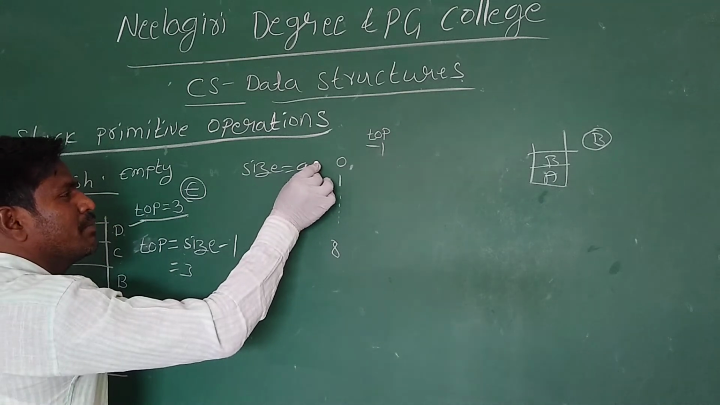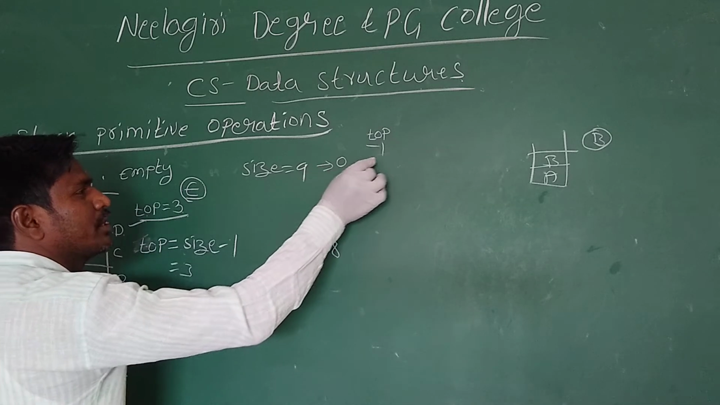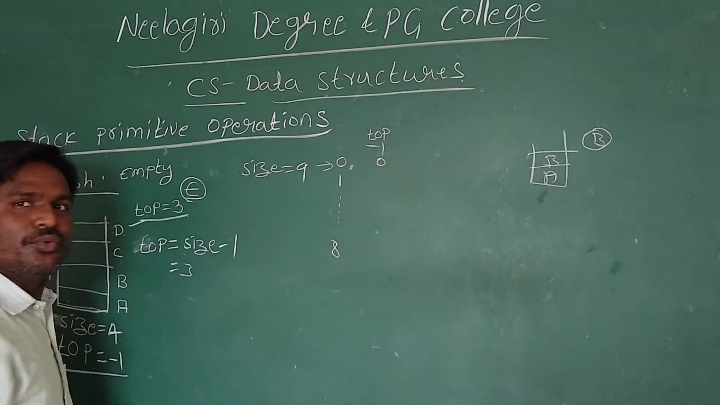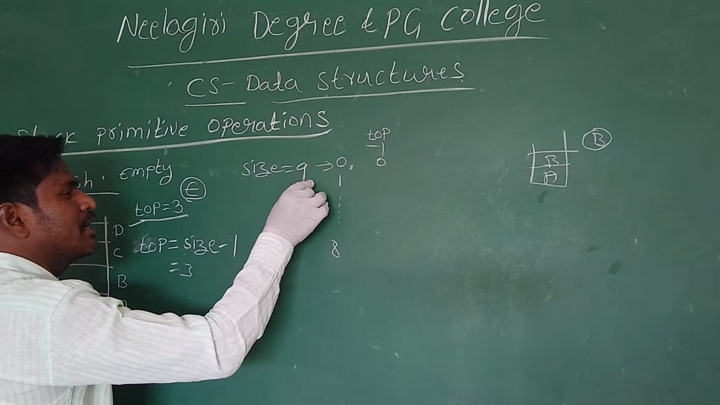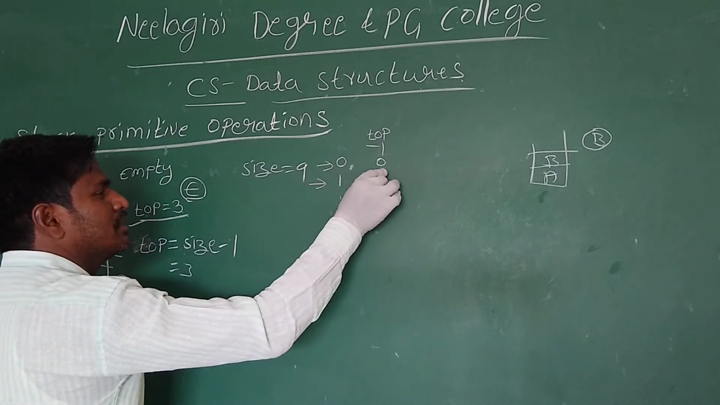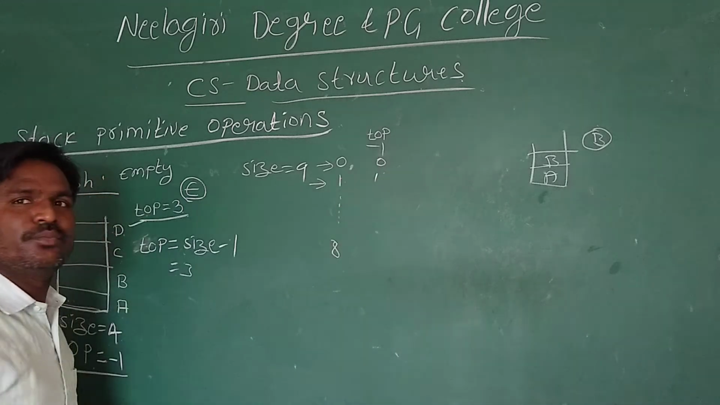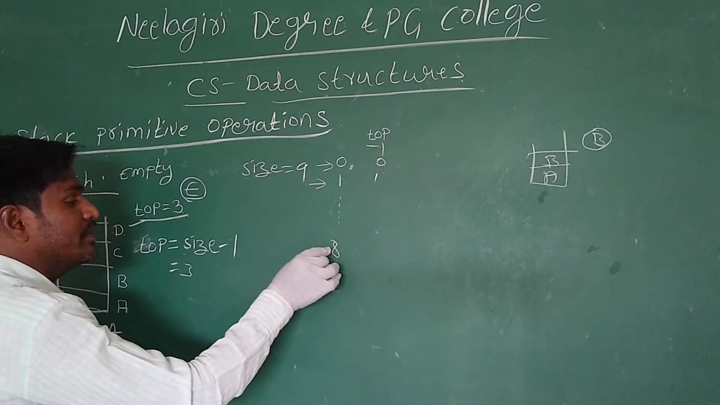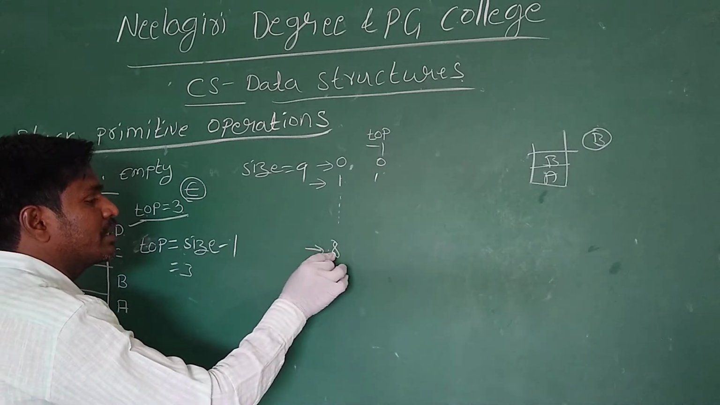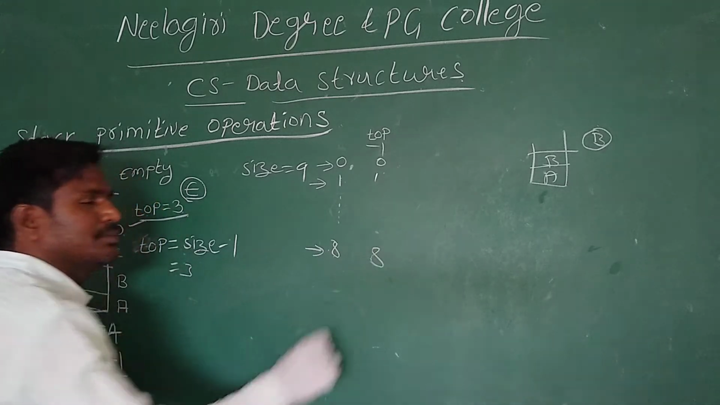When we insert an element that is stored at the 0th location, top value becomes 0. When you insert another element, top value becomes 1. That element will be inserted in the 1 position, and the top value becomes 1. So whenever we insert the last element that is stored at the 8th location, top value becomes 8.